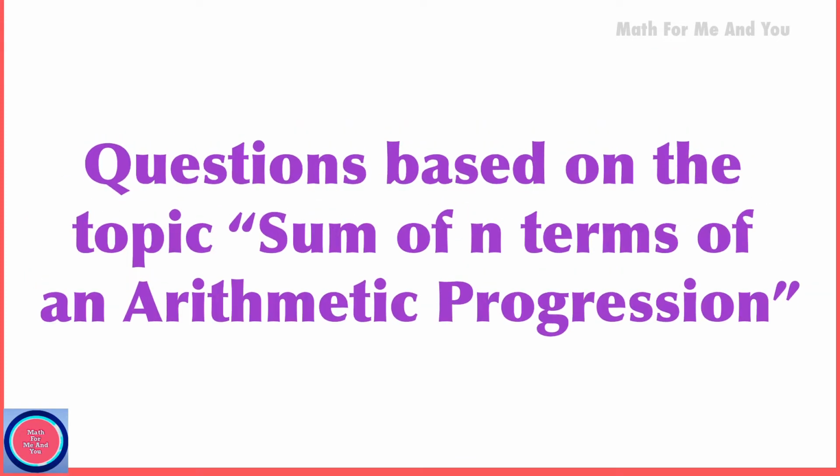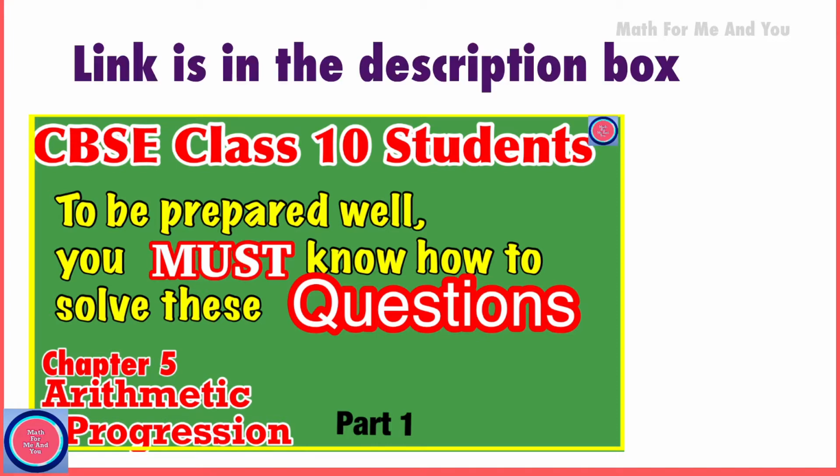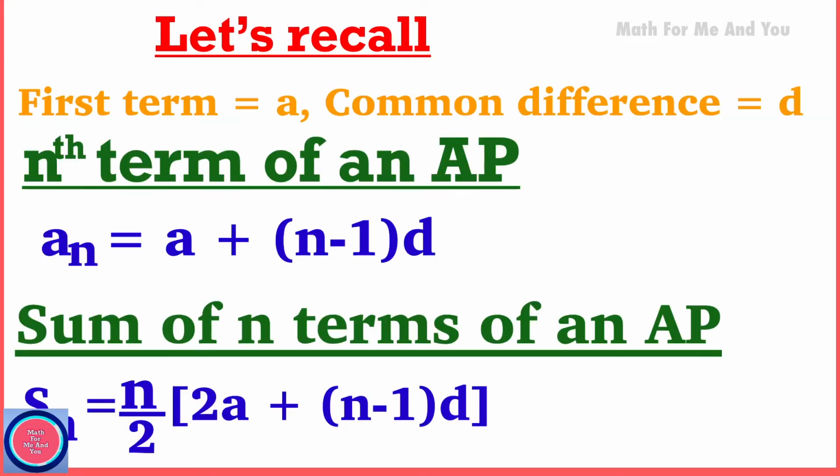In this video, we are discussing questions based on the topic sum of n terms of an arithmetic progression. From this same chapter, I have prepared another video and I can give the link in the description box. Let's recall the two formulas we need: nth term of an AP and sum of n terms of an AP. A is the first term, D is the common difference.